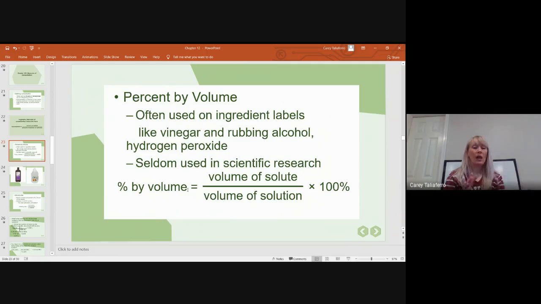Now, the reason I'm going through that, we're not really going to do any calculations on that because that's not really chemistry concentration markings. That's just more common everyday markings that you see on grocery store labels. What we're going to talk about today is molarity.